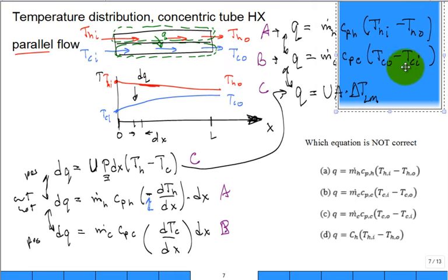Oh, look at that. How come it doesn't cover that up? That's supposed to cover that up. Why is that not covering it up?